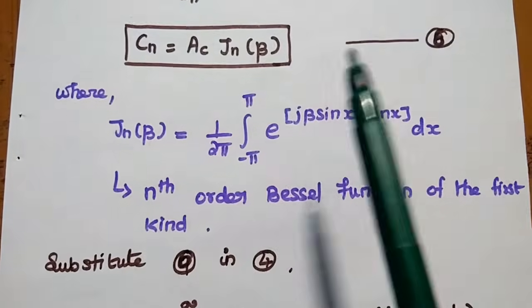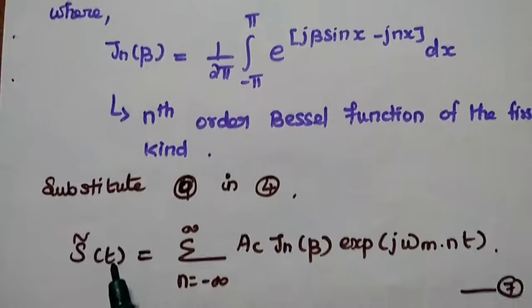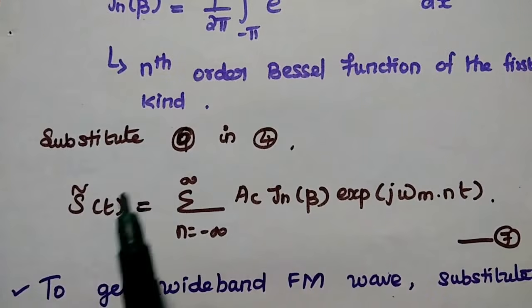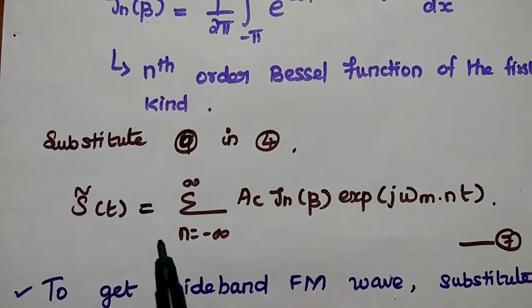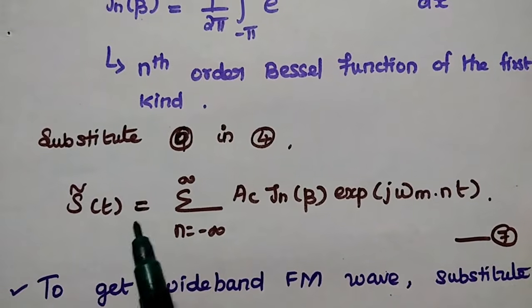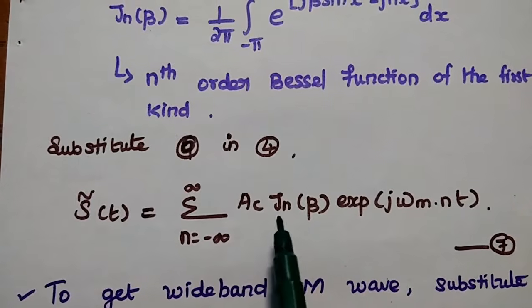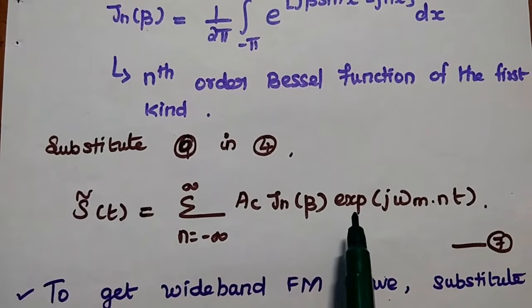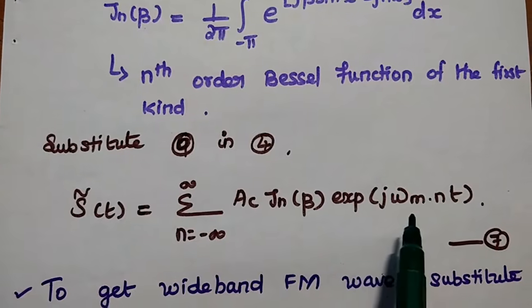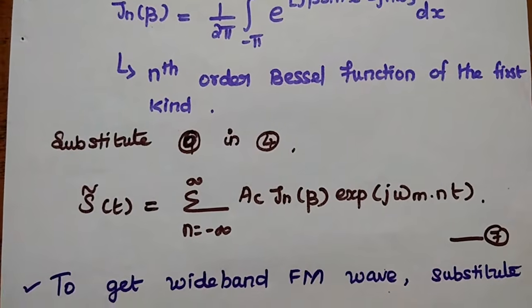Now, this is the sixth equation, we are going to substitute the sixth equation in the fourth equation, where the fourth equation is nothing but the Fourier series representation of complex signal. So s cap of t is equal to summation n is equal to minus infinity to infinity AC Jn of beta exponential of j omega m n t. Consider this as the seventh equation.